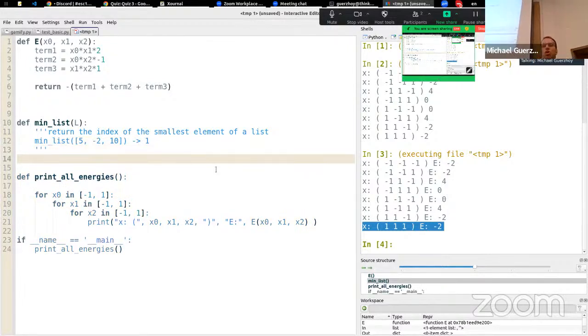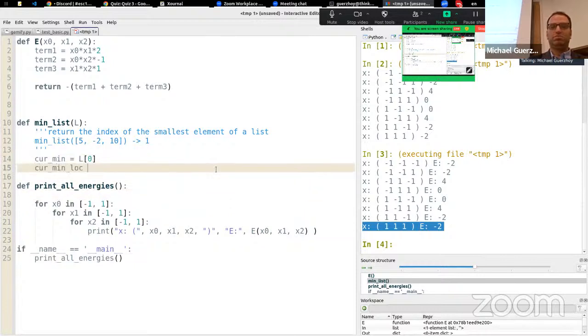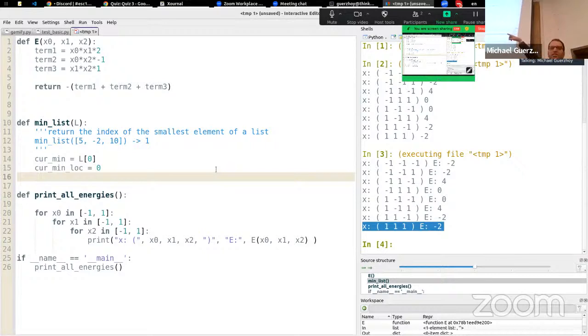One way to do it is to go through every possible index and say, is this the minimum? Is this the minimum? So I'll say current minimum is L at 0, and the current minimum location is 0. The idea is I start by saying maybe the minimum is at 0. Then I'll check, is L at 1 even smaller? If it is, I'll update the current minimum and the current minimum location. And then I'll do the same thing with index 2 and so on.